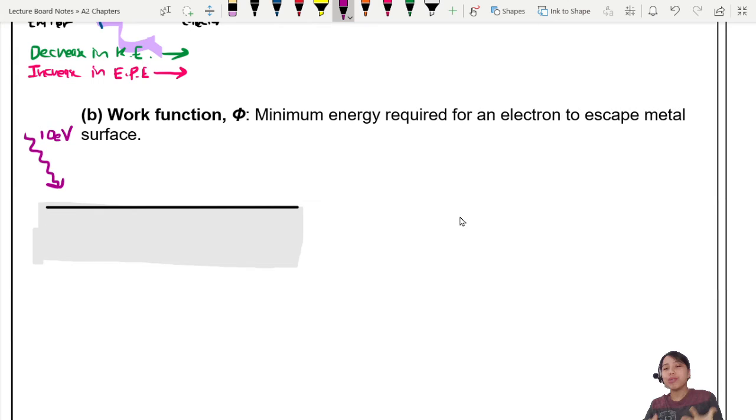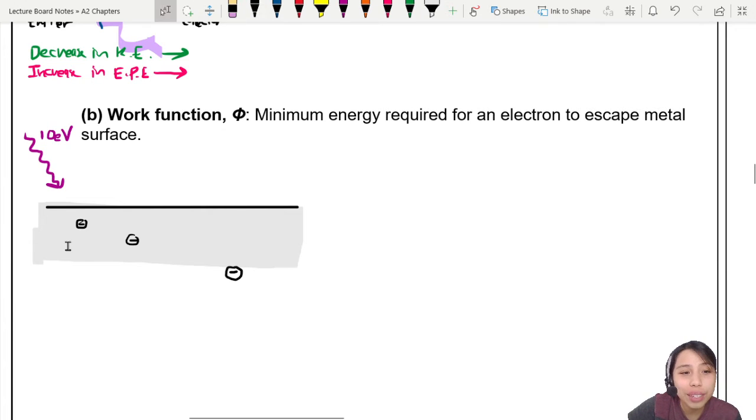Now, there are all kinds of different electrons stuck inside the metal plate, right? There are some that are near the surface. There are some that are deeper down. And there are some that are really, really deep down inside there. So the minimum energy needed is how much? Which one do you think can come out first? The one near the surface, right?